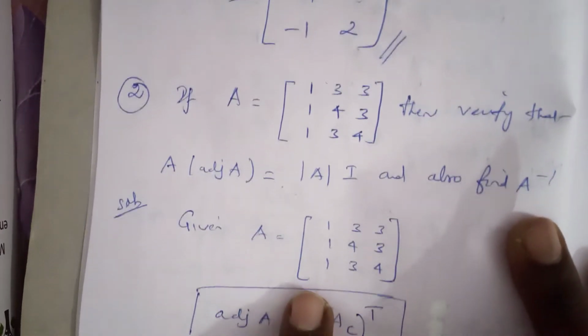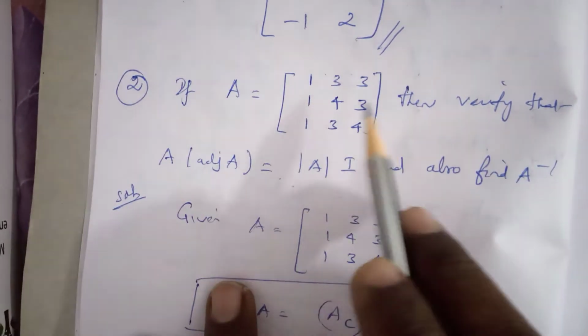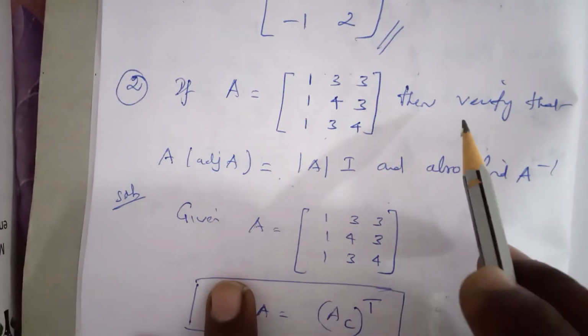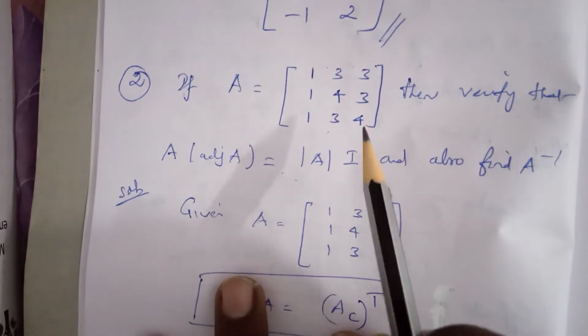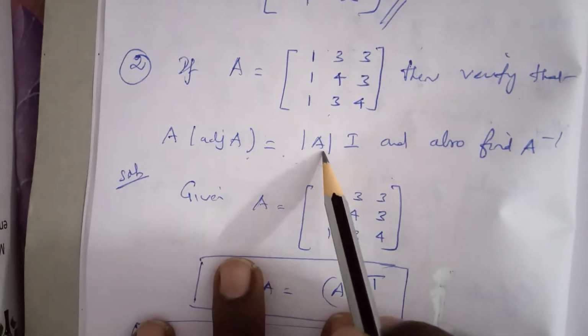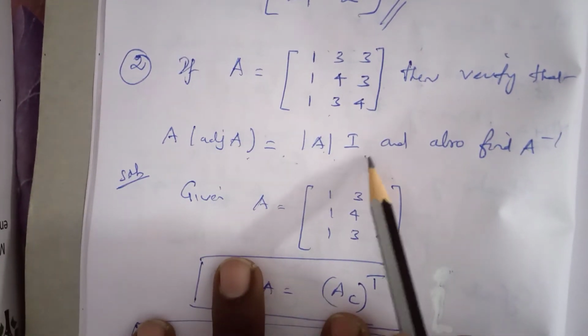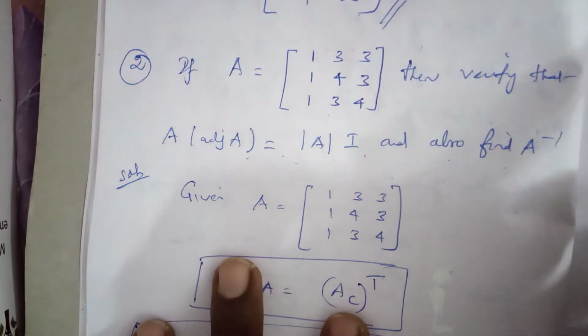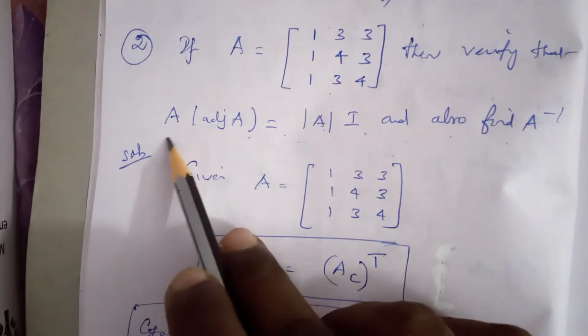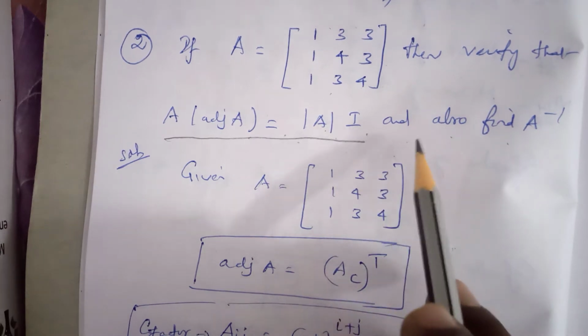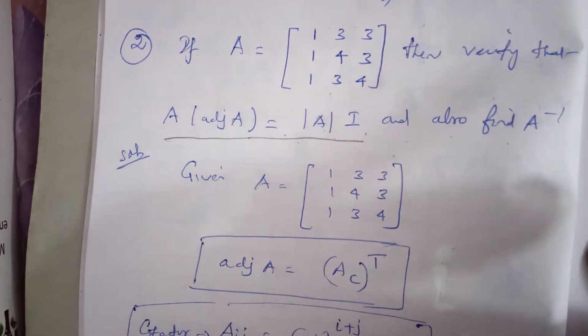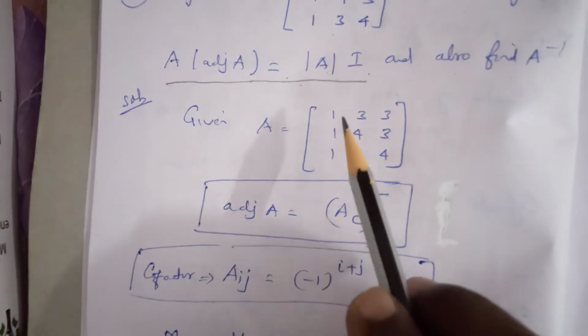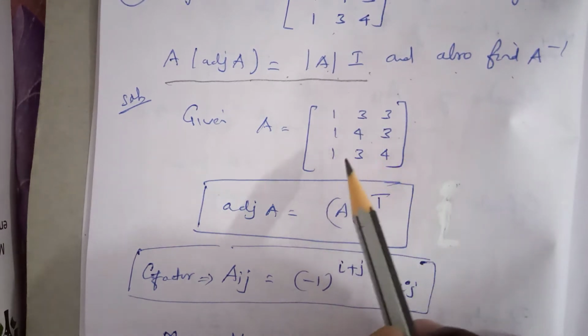Again, move to problem number 2. If A equals the matrix 1, 3, 3; 1, 4, 3; 1, 3, 4, then verify that A into adjoint A equals determinant of A into I, and also find A inverse. So first we have to satisfy this property and then find out A inverse. Given problem is 1, 3, 3, 1, 4, 3, 1, 3, 4.